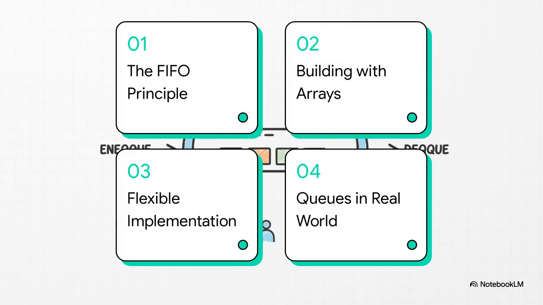Okay, so here's the game plan. We'll kick things off with the core concept, the FIFO principle. Then we'll get our hands dirty and look at building queues with arrays, and then a more flexible way to do it. And we'll wrap up by looking at where you'll see queues out in the wild.